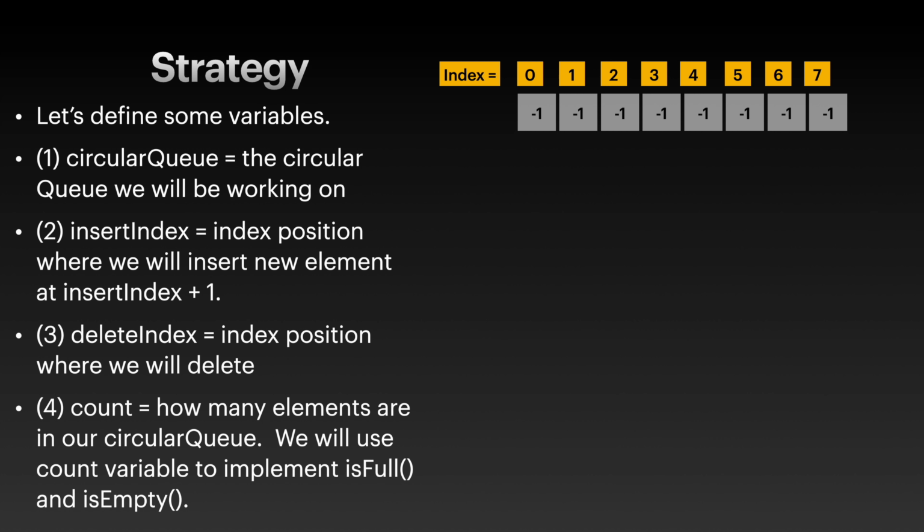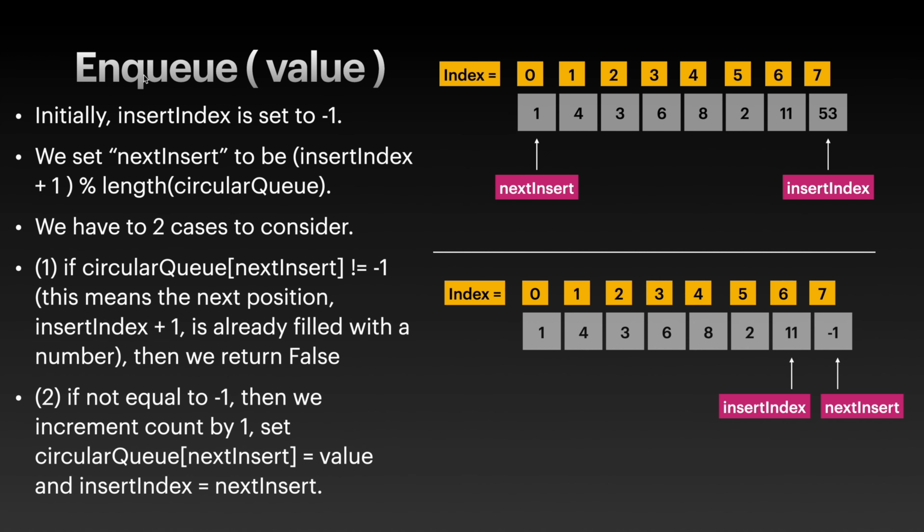So let's look at enqueue first. We have an enqueue method, and here we have to consider two cases. Initially we set insert index and delete index equal to -1, and then we have two cases. One thing that I want to mention is this trick. This is a circular queue, meaning that if we are at here, the next element will be this one. So how do we move from here to here? Typically the way you do that is you use the modulo function.